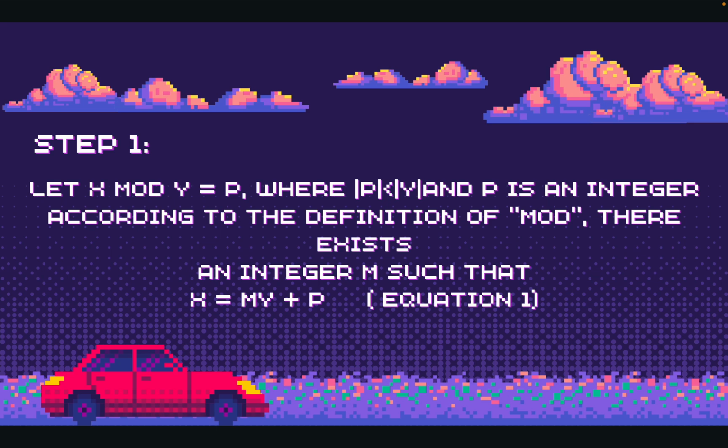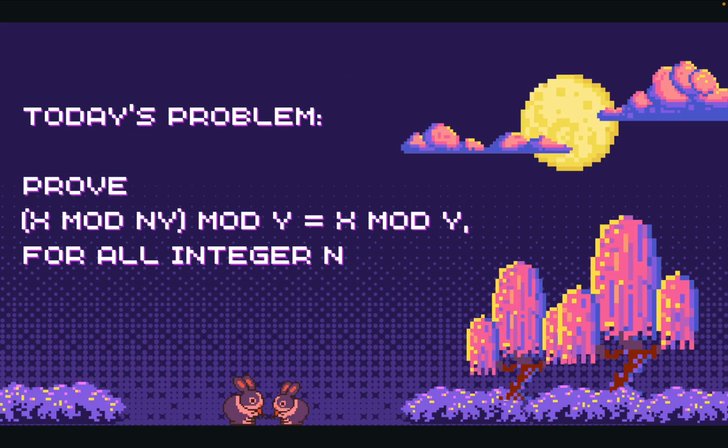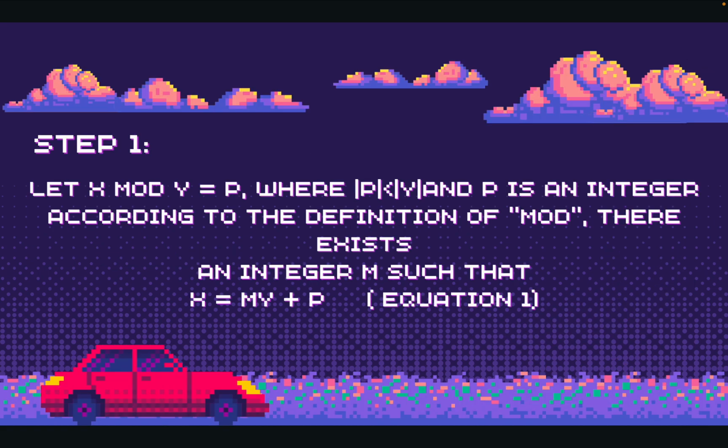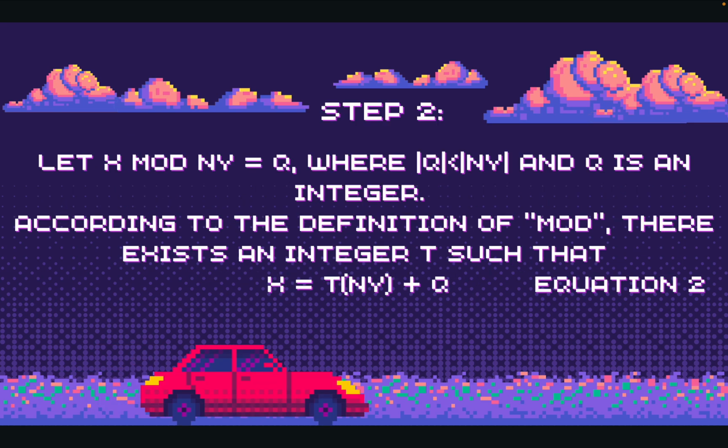So what we basically did is we tweaked our problem a little bit and made x mod y equal to p, and we put it there in the equation. If I go back to show you, this is something we have to prove, and we are heading from here. This is basically x mod y, right? And this is our equation 1. We go further and we say x mod ny is equal to q, where the same thing, q is less than ny, and they both are absolute values, and q is an integer. The same thing, nothing very different.